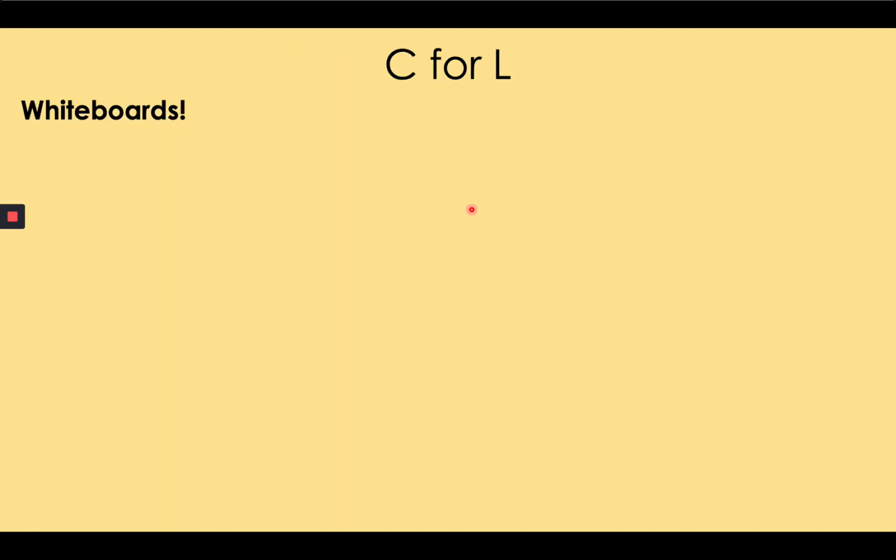Time to assess learning. Question 1. What is density? Density is the amount of atoms of a substance in a certain area.